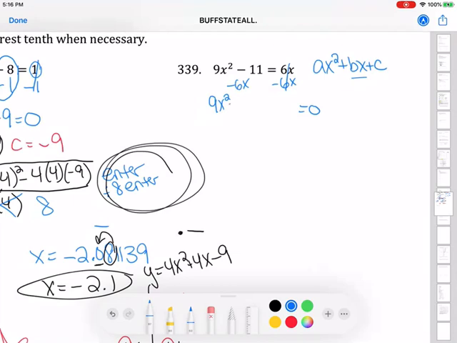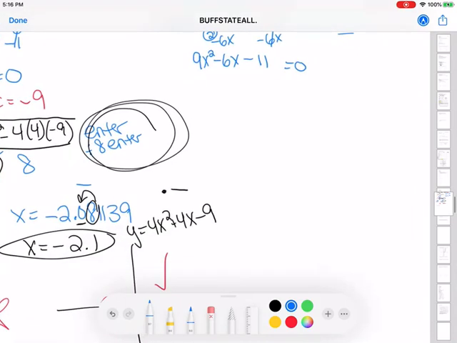Then your x term comes down. It's going to be the minus 6x. And then your constant, or your number that's by itself, comes down, the minus 11. So this one was first, second, then third. It's always x squared, then x, then your number. So now I state what a, b, and c are. A is the number in front of x squared, which is 9. B is the number in front of x, which is a -6. And c is the number by itself, which is a -11.